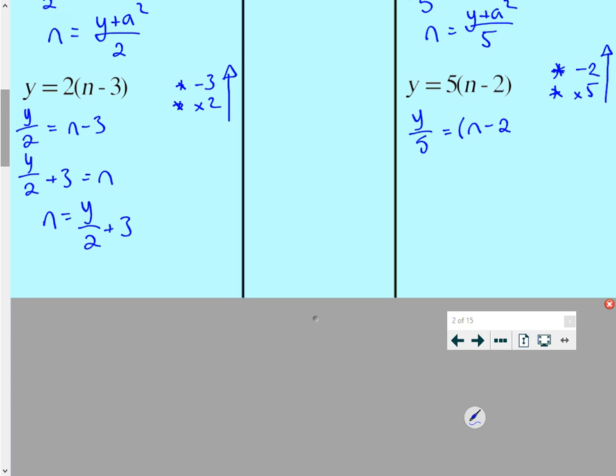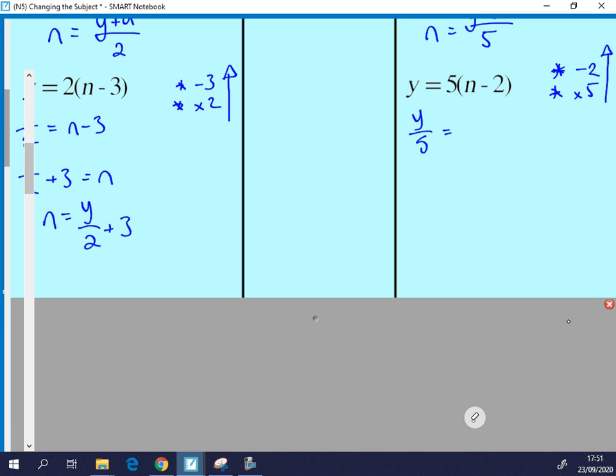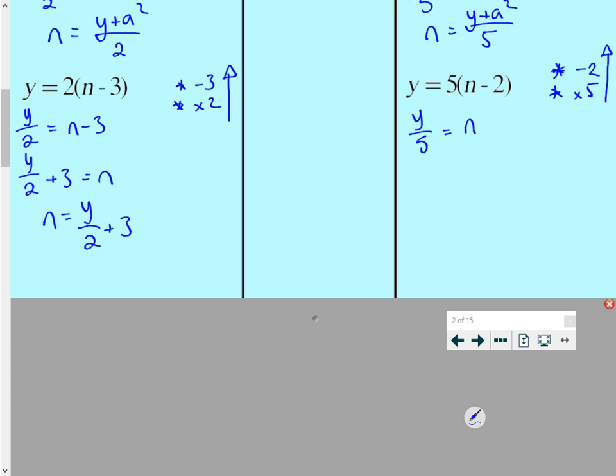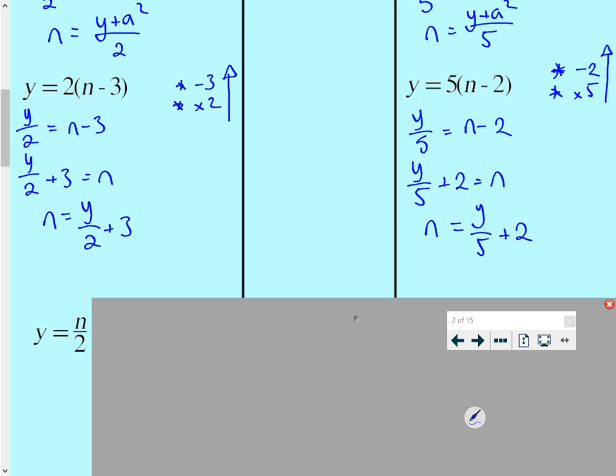Okay, I don't really need that bracket anymore, because it's not being multiplied by anything, so actually it's better practice to take the bracket away. So I'm left with n minus 2, and then I need to add 2 to both sides. Again, it doesn't go into the fraction, and I flip it round, y divided by 5 plus 2.